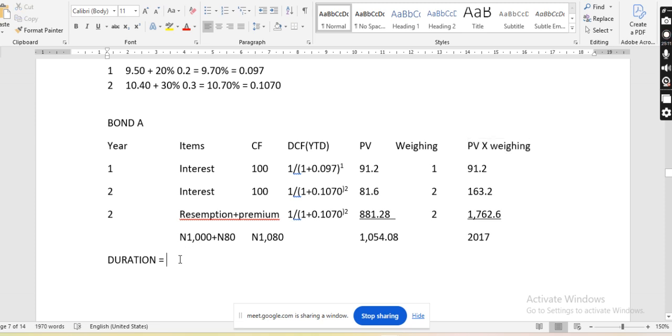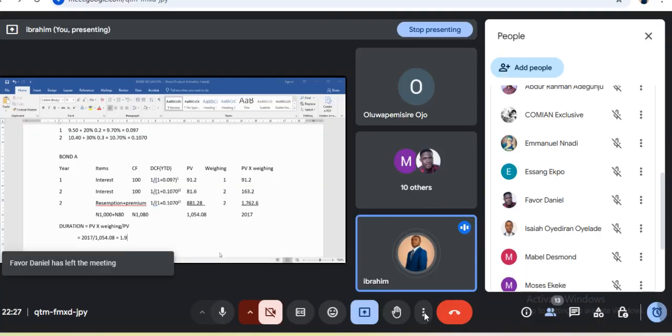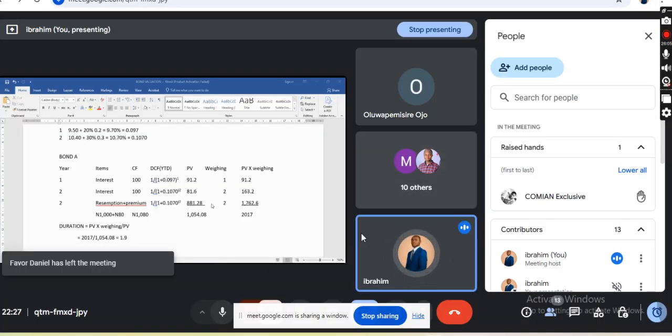Thank you. Don't forget, I told you that it is only in theory that you determine the duration of a bond. So what is the duration of a bond? It equals PV times weighting. So this is 207 divided by 1054.08. What is the duration of a bond? 1.914. That means 1 year and 9 months, right?